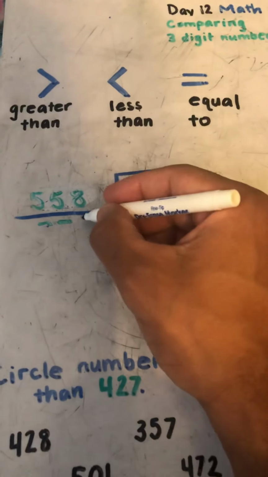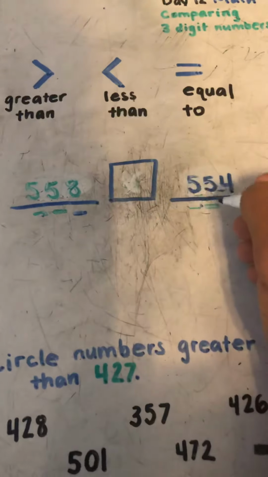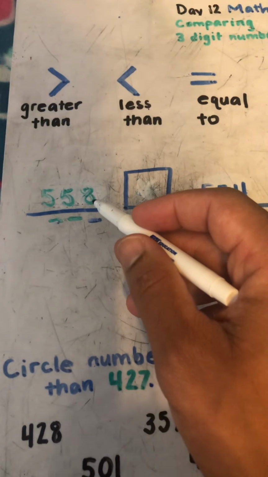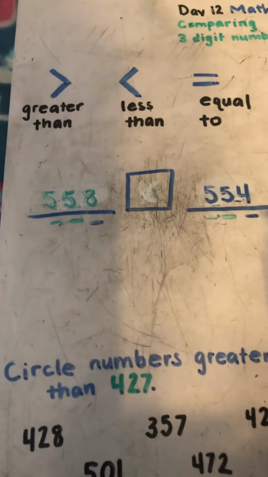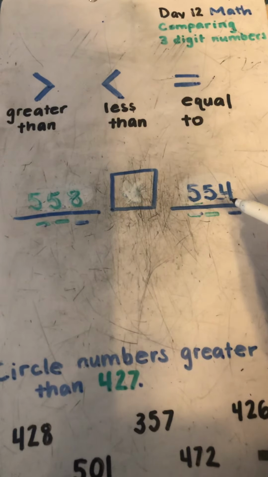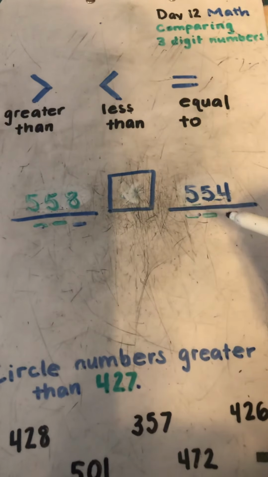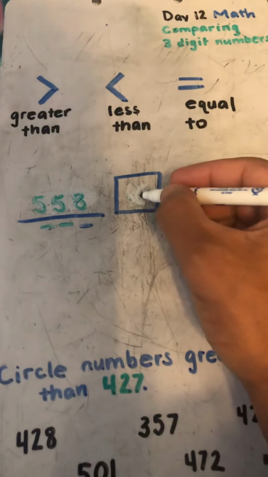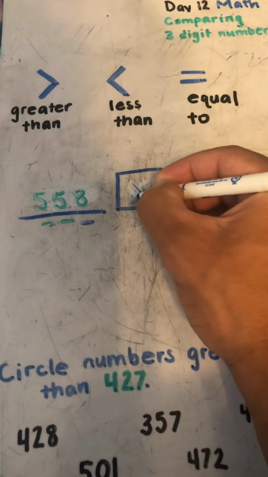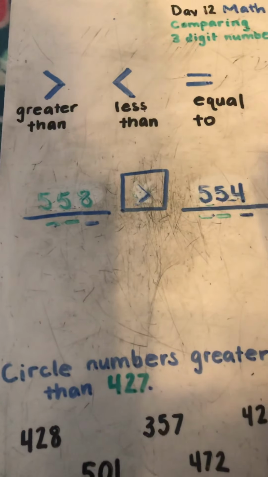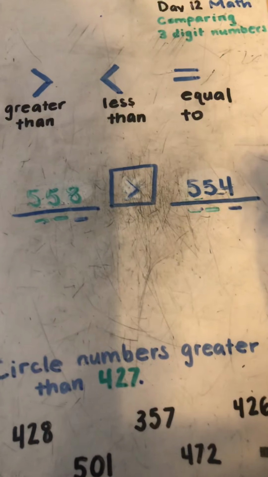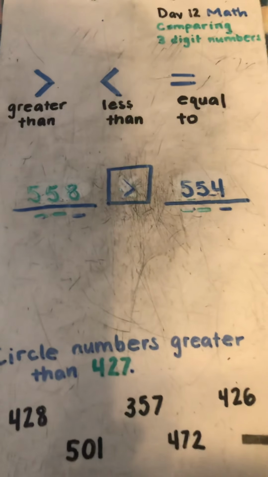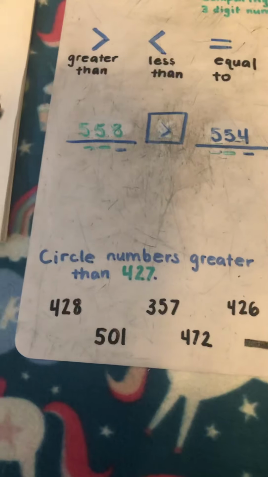So now I have to go all the way to the ones value to see how they're going to be different. In this case, I see 8 ones in my first number, 4 ones in the second. I know that 8 is bigger than 4. So in this case, I know that 558 is greater than 554. Okay?